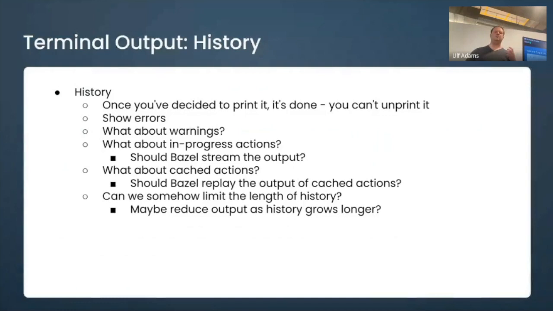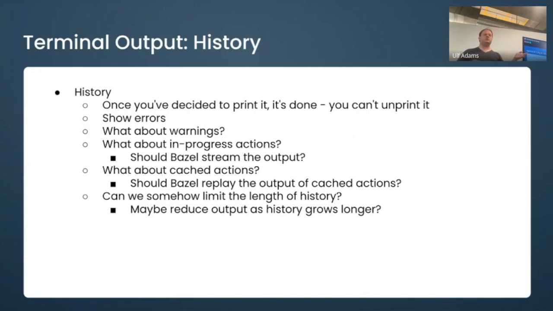So let's talk about the three parts that I talked about earlier, right? We have the history, which just scrolls up. All right, what stuff? Well, one of the restrictions that we put on that is once we print it, it stays printed. This is the permanent log. You can't go back. Is this a good model?